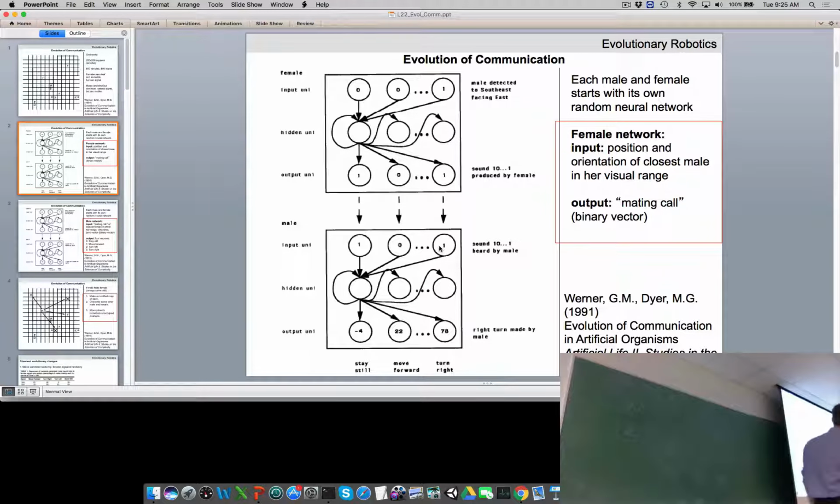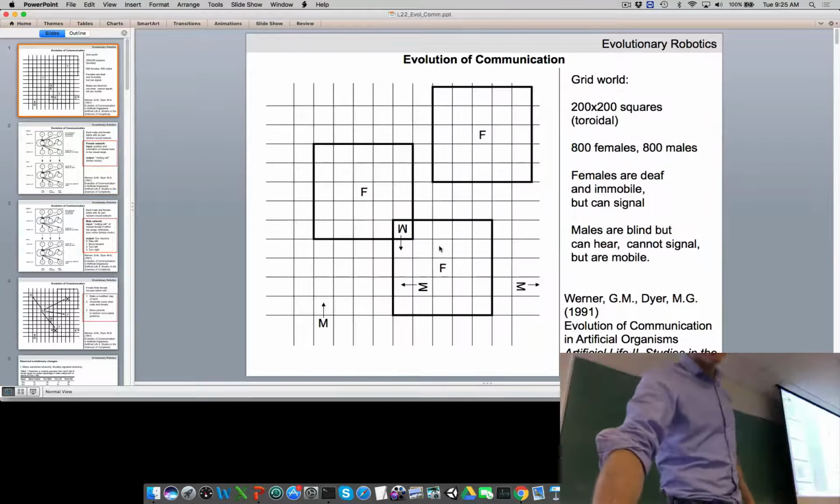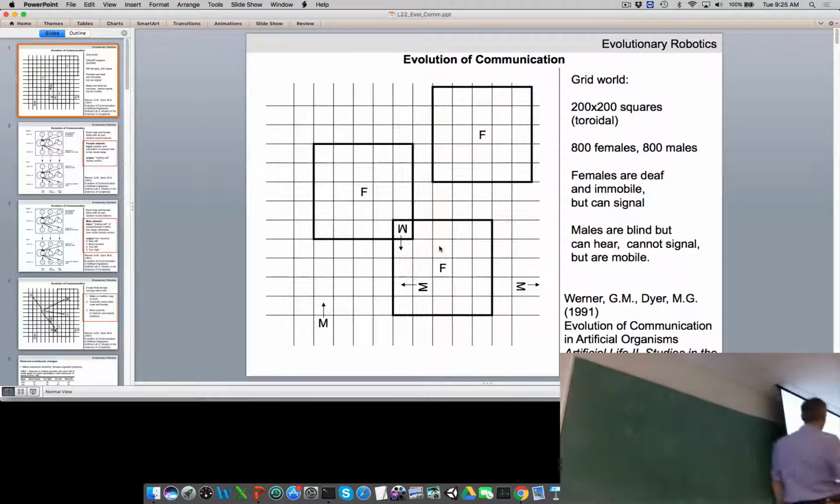The input layer for the female reports the position and orientation of the closest male in her visual range. So in this case, this female has no males in her signaling range, so her input layer would be all zeros at this particular instant in time. This female would be able to detect by the setting of ones and zeros at the input layer that there is a male that is southeast of her and facing south.